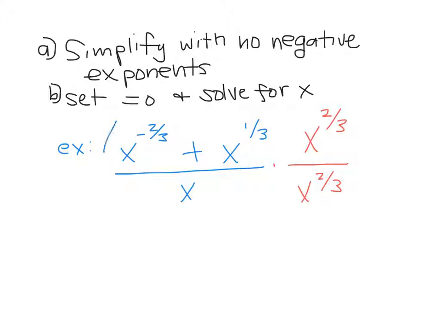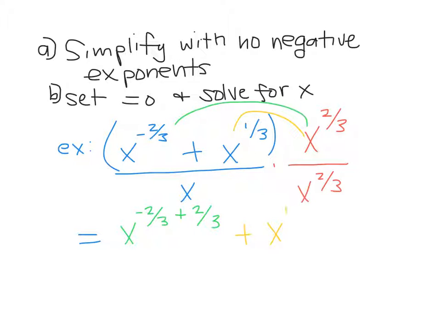Okay, the top, we have to remember that's in parentheses, so we're going to distribute. We distribute that x to the 2/3 times x to the negative 2/3. That's going to become x to the, and remember we add the exponents, so negative 2/3 plus positive 2/3. All right, now multiply the x to the 2/3 times the x to the 1/3. And we're going to get plus x, and we add those exponents, 1/3 plus 2/3.